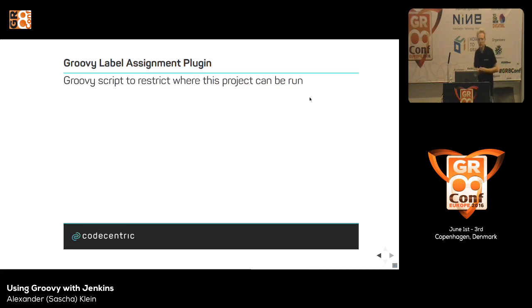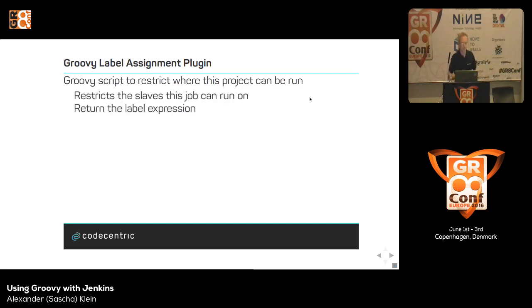This is especially important if you have multiple operating systems to build on, or if you have a big cloud or a big cluster and you want to separate the load, or any other different configurations or stuff like that. But the standard functionality is just plain static labels. And the Groovy label assignment plugin gives me the ability to do that by a Groovy statement.